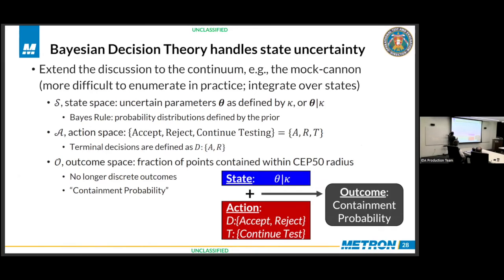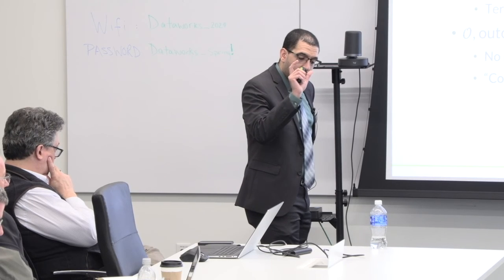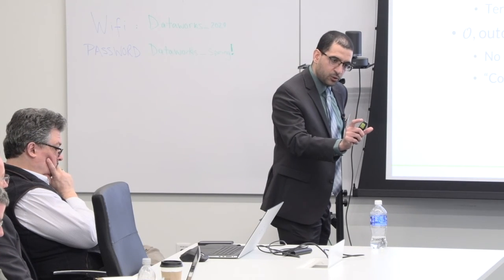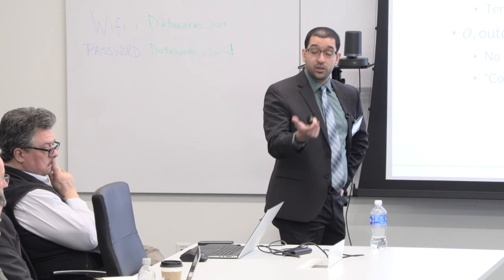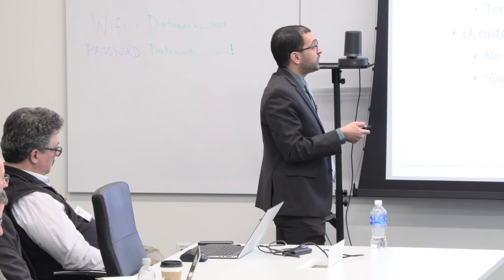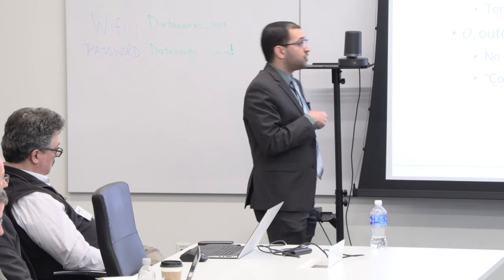Now, what we're going to do is define the state action outcome space for the Mach cannon. So our state space here are these uncertain parameters. We'll call them states here. So we'll define it as theta, or we'll say theta given kappa. Theta given that I know this much about the prior distribution. Bayes' rule, the Bayesian part, takes care of that uncertain probabilistic distribution over the states. Before we had the weather forecast. Now we have the prior distribution giving us those probabilities for each state here.